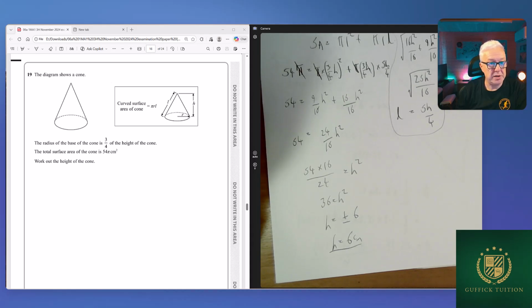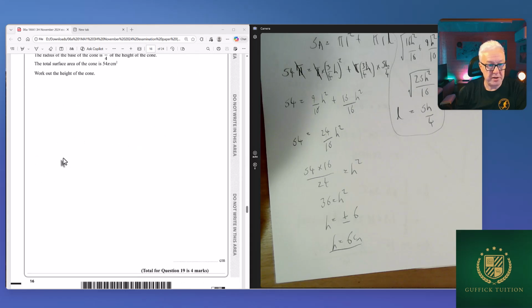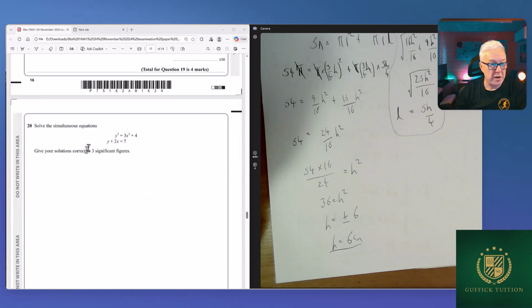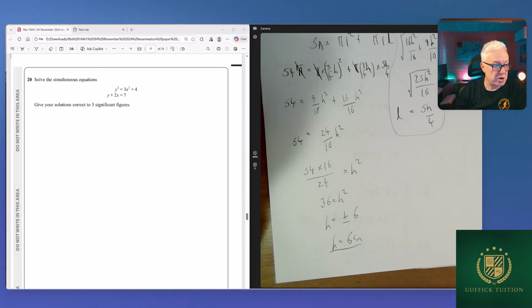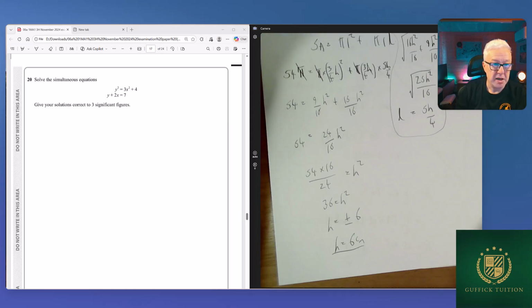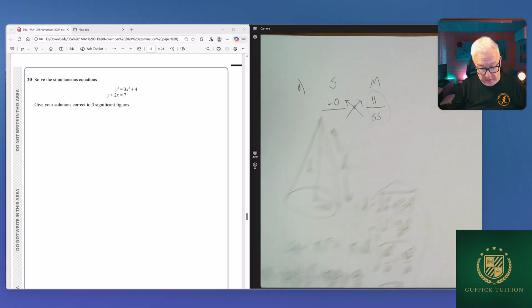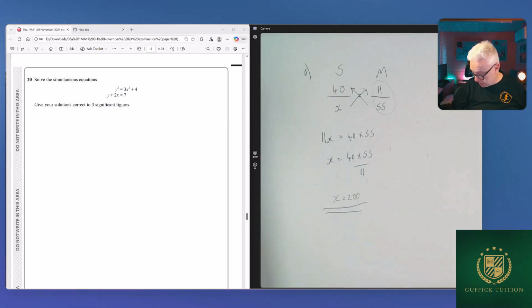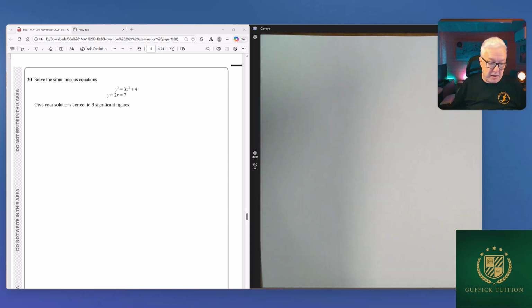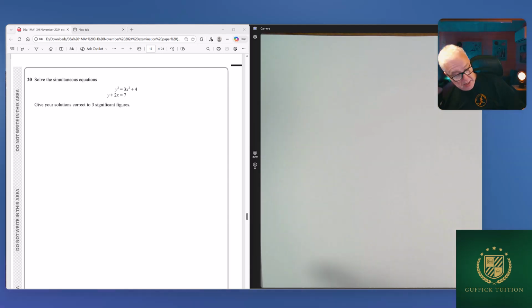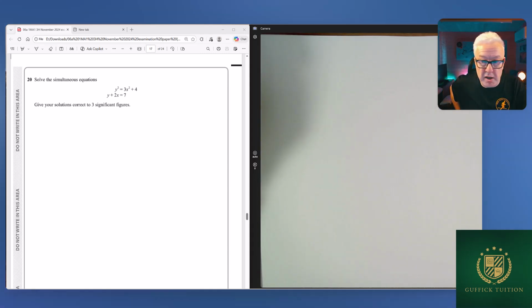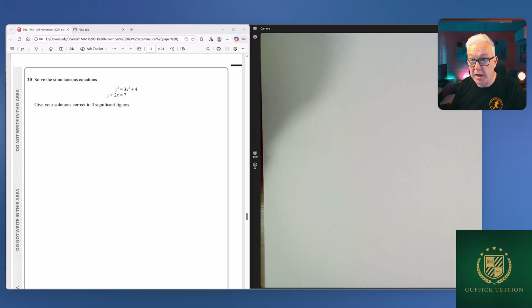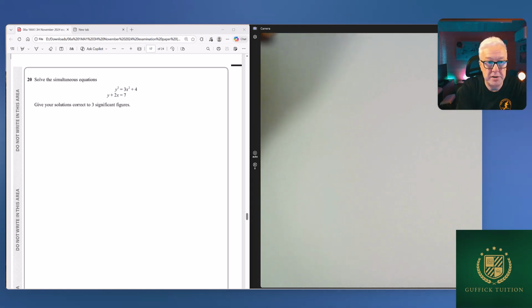So that's question 19. Question 20 comes after 19. Right, a nice pair of solving simultaneous equations where one is a quadratic. Now notice, very, very important point in this particular question. It says, give your answer correct to 3 significant figures. Now what that's telling me straight away is that when I sub one into the other, the equation that I'm going to get is not going to factorize, okay? So that's a really important thing to note.